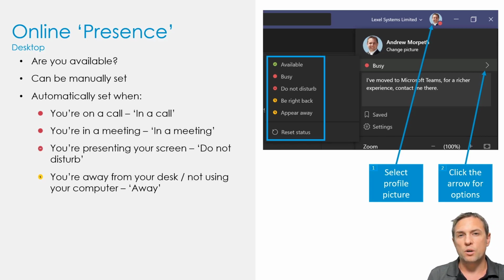The difference between do not disturb and busy is that that will actually stop incoming chat notifications and calls. We'll go straight to voicemail if voicemail is turned on. You can set be right back as an indicator to people that you've stepped away but you're going to be back very shortly. Or you can appear away if you want to essentially be hidden. The reset status will basically set you back to the automatically determined presence state.